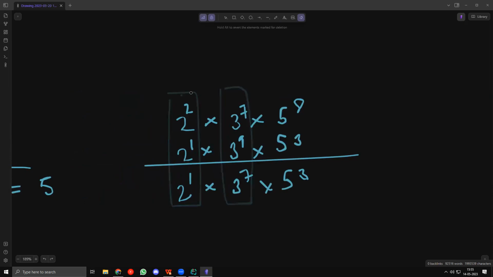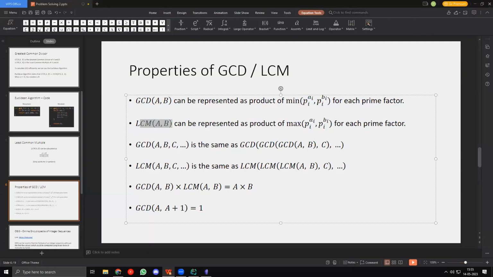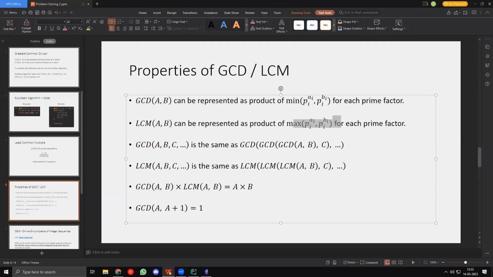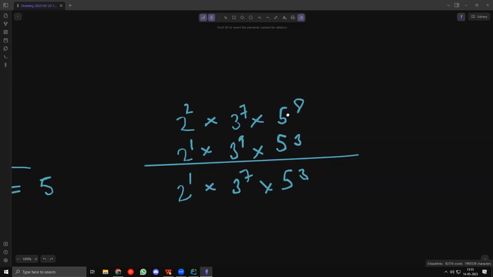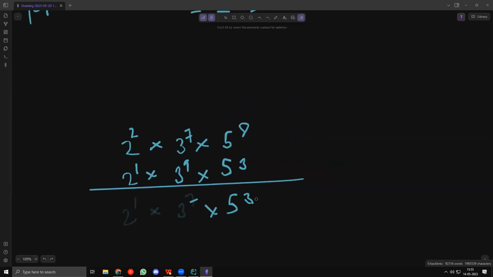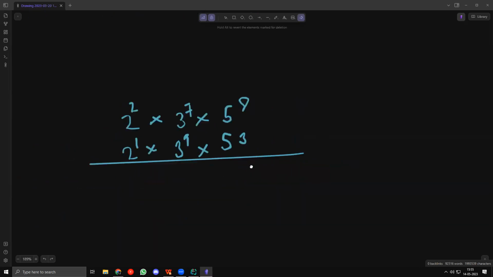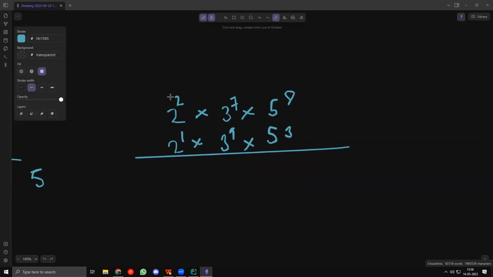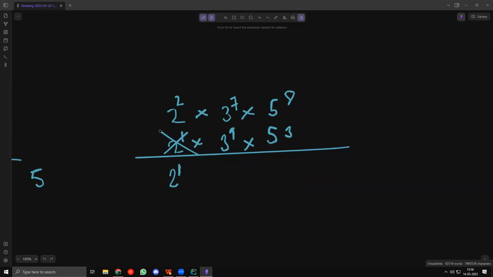But yeah, this is basically GCD, right? And guess what? LCM is just the opposite. LCM takes the max of these two exponents, because in LCM, it's the least common multiple, right? To take the least common multiple, first I cannot take 2 to the power of 1, because if I do that, it's not a multiple of the first number. So in the LCM, if I take 2 to the power of 1, it's not a multiple of the first number. So I cannot take 2 to the power of 1.